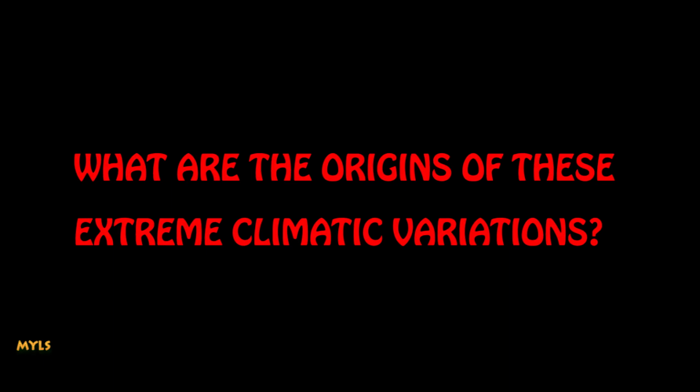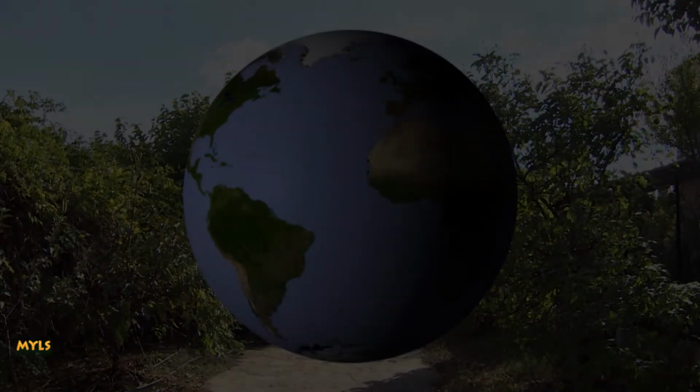What are these extreme climatic variations? What are the origins of these extreme climatic variations? A. Variations in space or on Earth's surface.